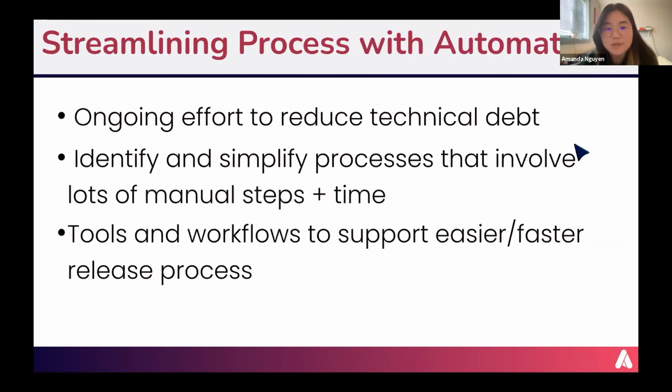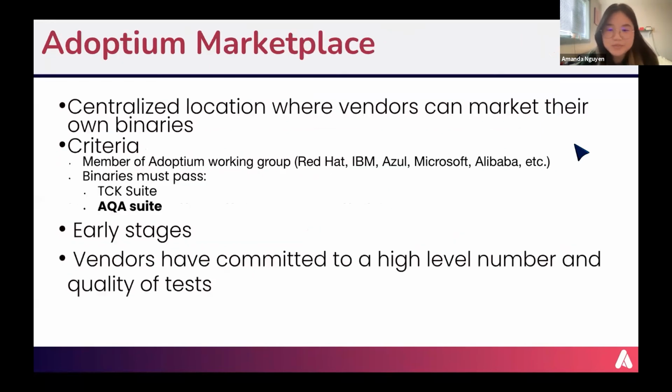So our first goal is really going to be an ongoing effort to try and reduce our technical efforts. Similar to what Paul was talking about, like closing issues through comments in GitHub, we'll really be looking at what processes we keep having to repeat that need a lot of manual steps and take a lot of time. And we'll try and improve it by automating it all. We'll try to do this by building tools and workflows to support an easier or faster release process.